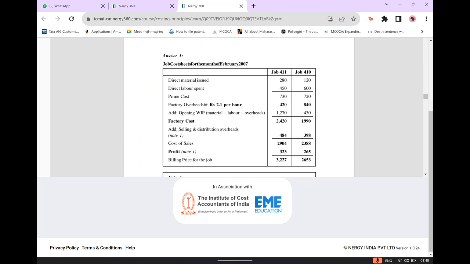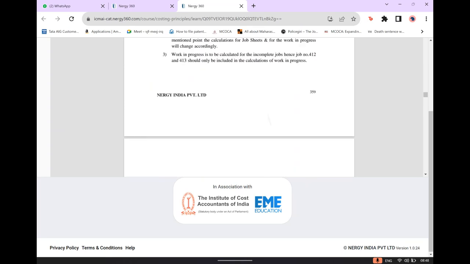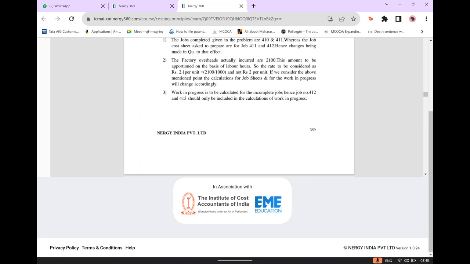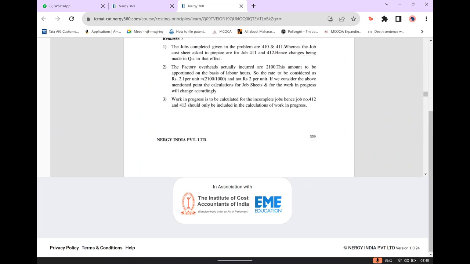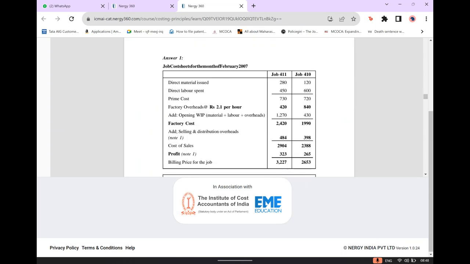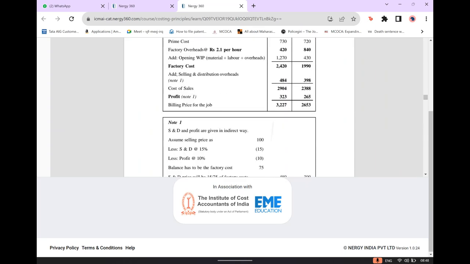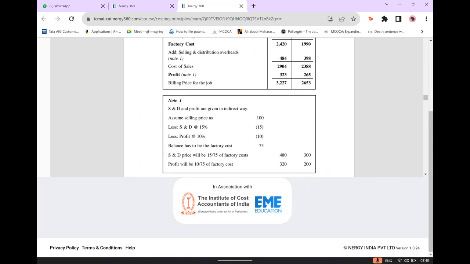Then selling and distribution overhead. They're saying it is 15% on the price of the job. So let us say the selling price be 100. So selling and distribution expense is 15%, that is 15 rupees, and profit is 10 rupees.